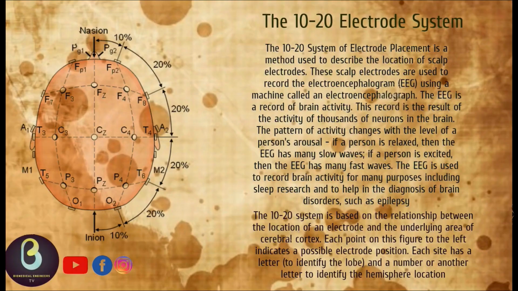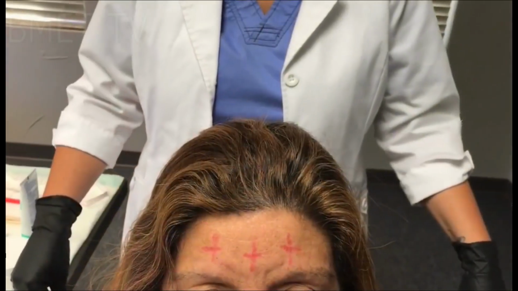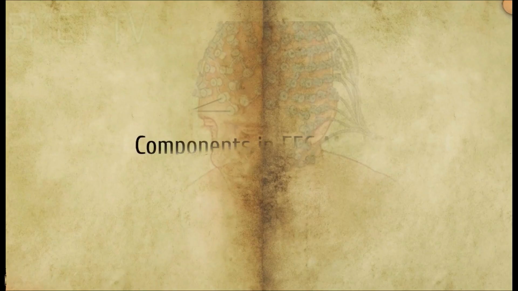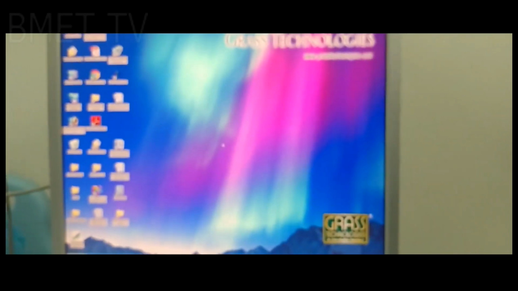For example, a measurement is taken across the top of the head, from the nasion to inion. Most other common measurements start at one ear and end at the other, normally over the top of the head. Specific anatomical locations of the ear used include the tragus, the auricle, and the mastoid. Let's look into components in EEG machines.